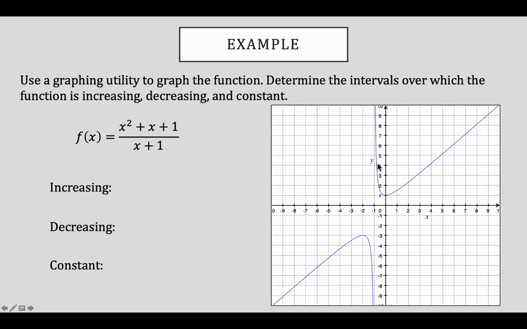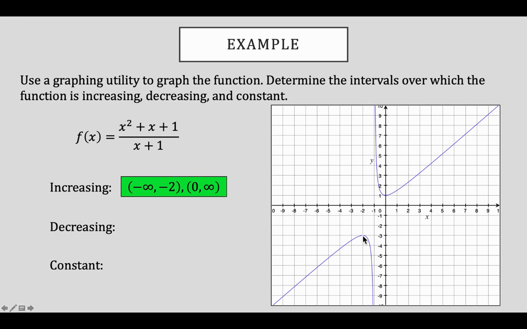Where else is the graph going up as we move from left to right? Well, here at x equals 0 to x equals positive infinity. The graph continues to go up as we move from left to right. Therefore, our answer for increasing is going to be values of x between negative infinity and negative 2 and between 0 and positive infinity. Again, parentheses around the outside of all of that. Okay, what about decreasing? Decreasing means that the graph is going down as we move from left to right.